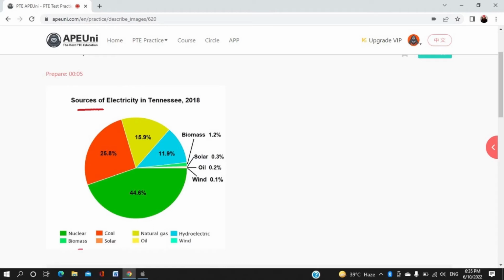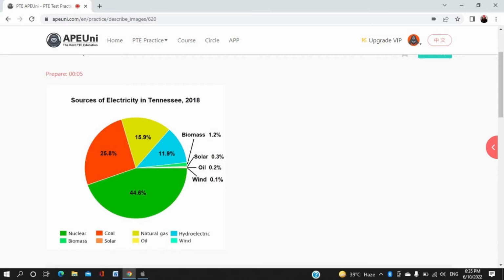Next one is the pie chart. Take a look at the topic and all of the elements in the image. Let's start. The given pie chart gives us information about the sources of electricity in TNS 2018.